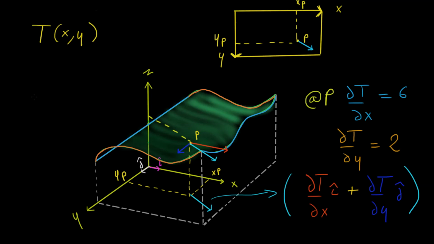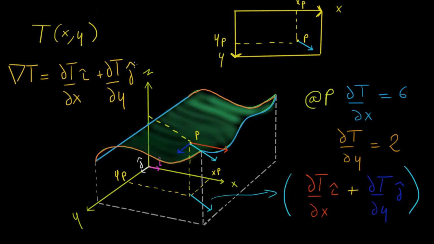That is why the gradient is defined this way. The gradient of T at a given point will be equal to the partial of T with respect to x at this given point times the i unit vector plus the partial of T with respect to y at this given point times the j unit vector.